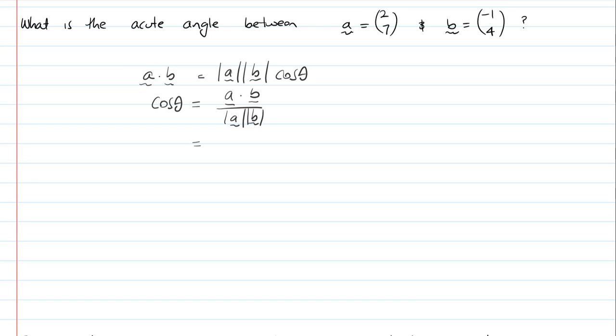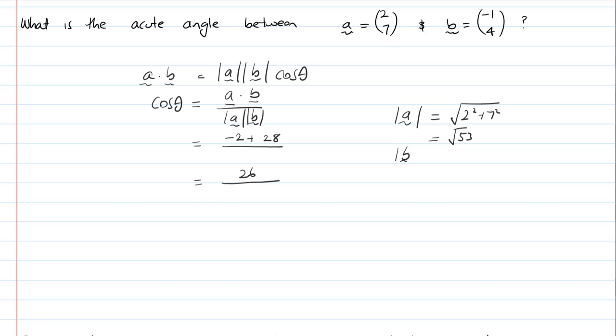2 times negative 1 is negative 2, plus 28, which of course is 26. So I can even move that forward to under there. Whereas the magnitude of A is going to be equal to the square root of 2 squared plus 7 squared, which is the square root of 53.